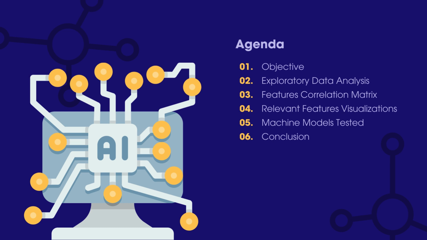The agenda is that first I'll go over the objective, then the exploratory data analysis. Third, I'll go over the feature correlation matrix. Fourth, the relevant feature visualizations. Fifth, the model I use to test. And sixth, I'll end it with a conclusion.